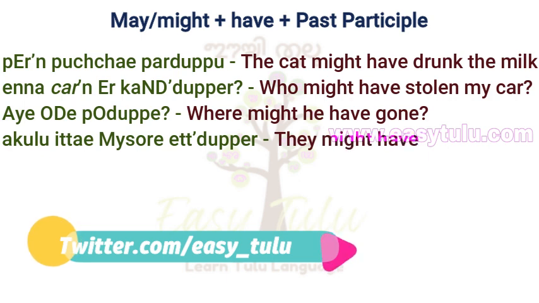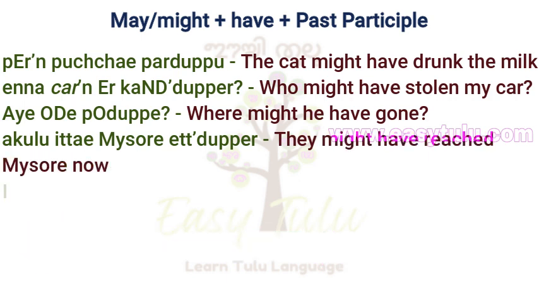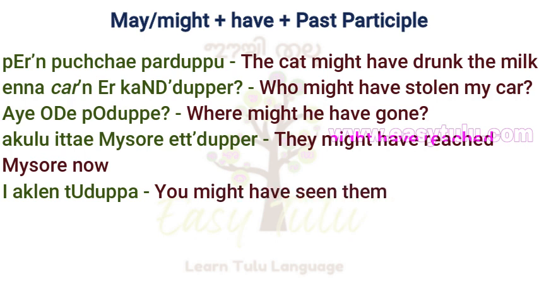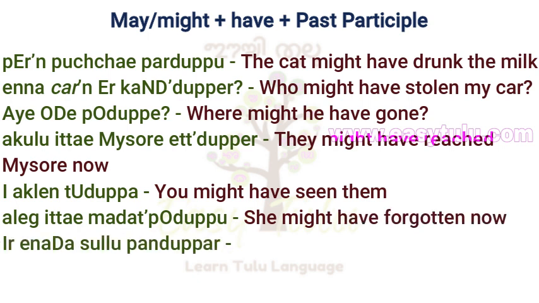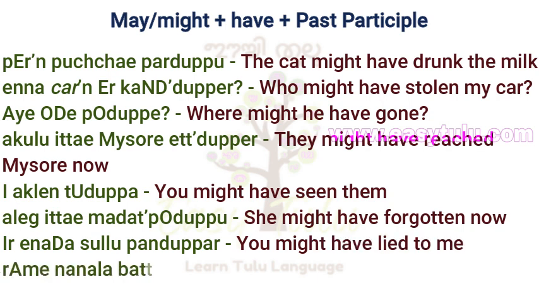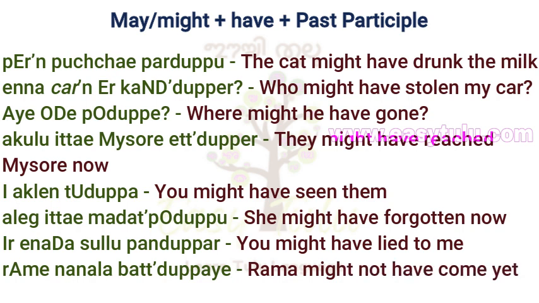Aye ode poduppe. Where might he have gone? Akulu itta Mysuru etudupper. They might have reached Mysore now. Ee aklen tuduppa. You might have seen them.